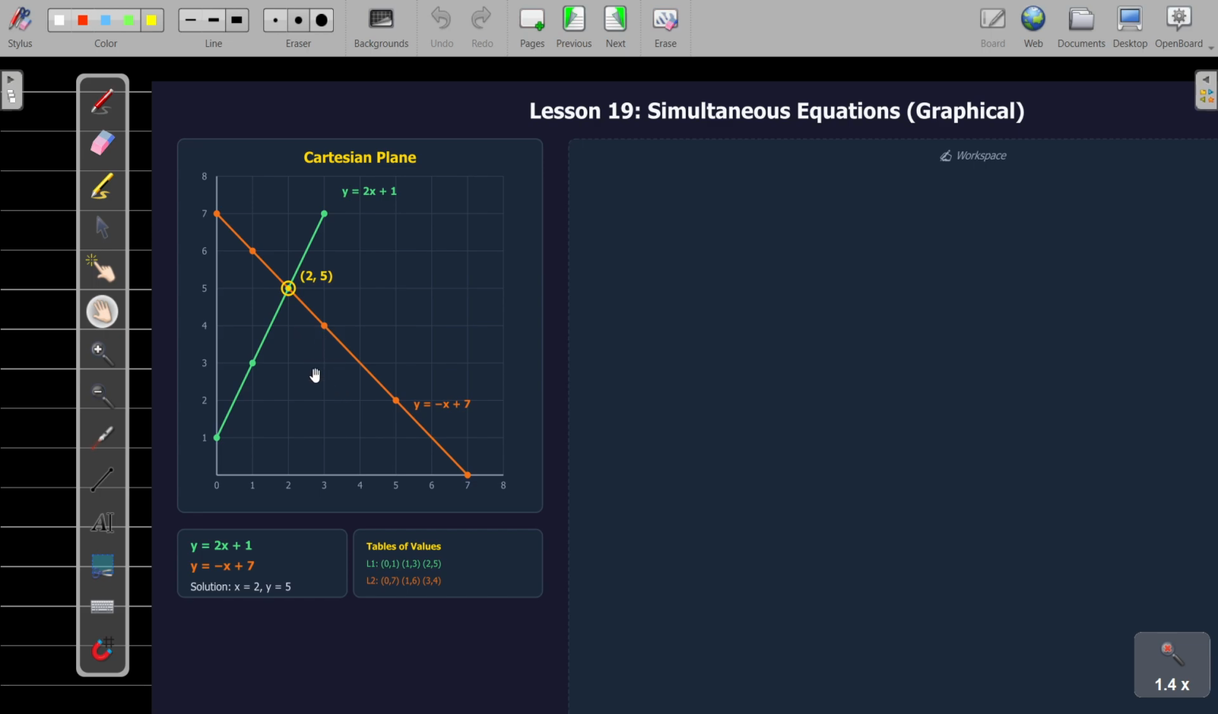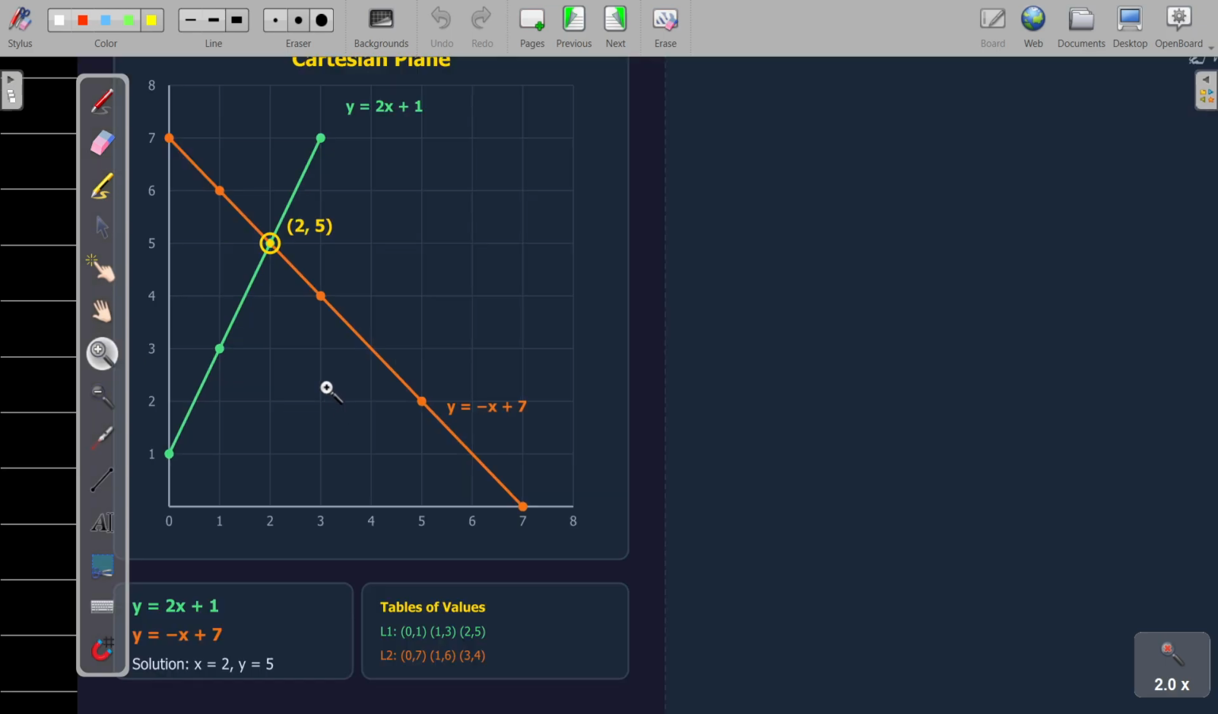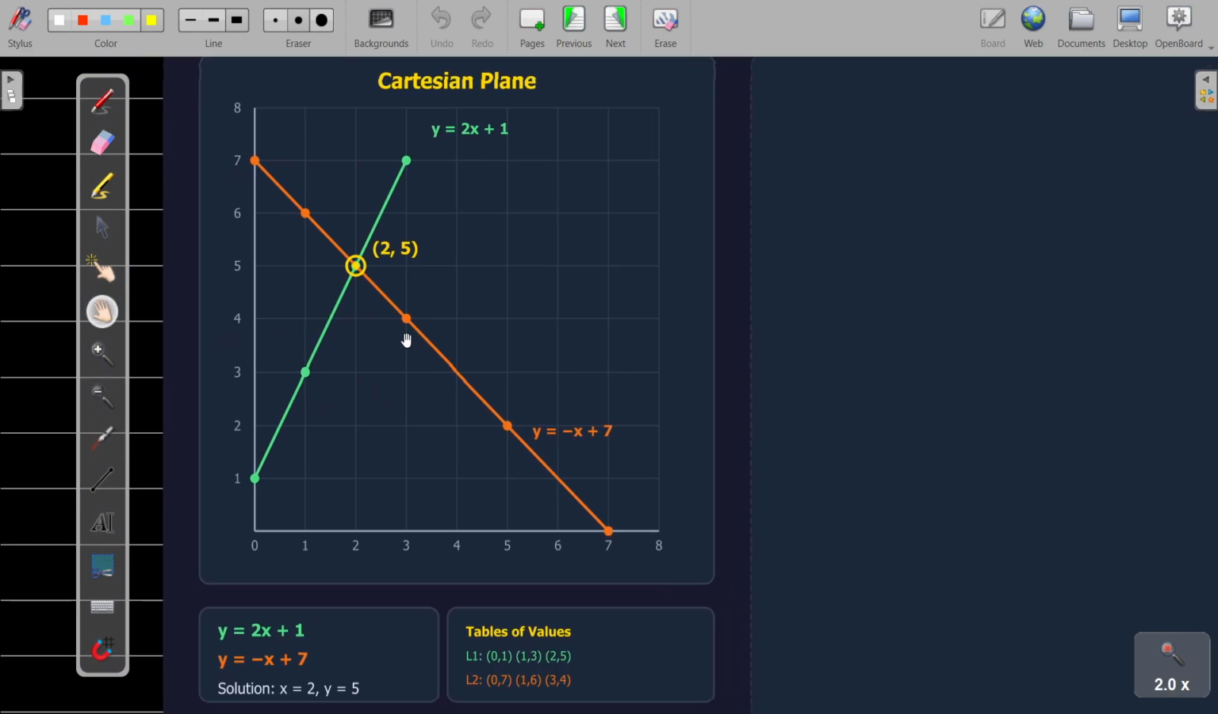So let's look at our graph right here and let's look at our equations. Let's zoom that out. We have the Cartesian plane. The equations are y equals 2x plus 1 and y equals negative x plus 7. Now each equation gives us a straight line. The point where the two lines cross is the answer that satisfies both equations simultaneously.